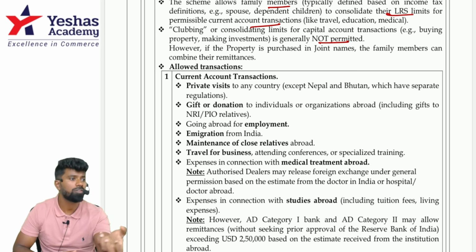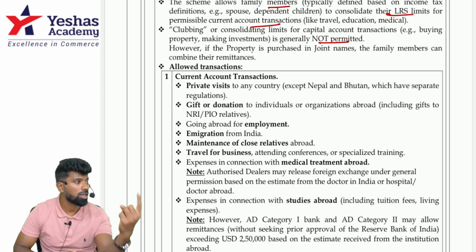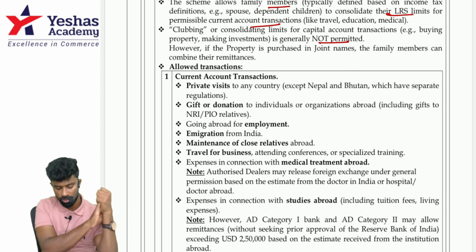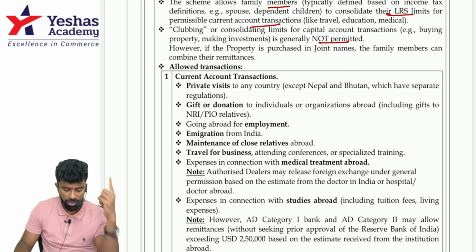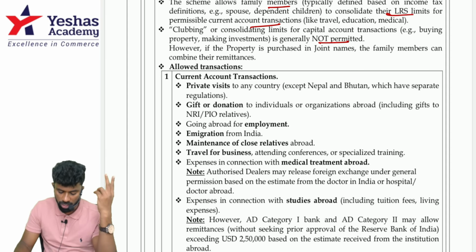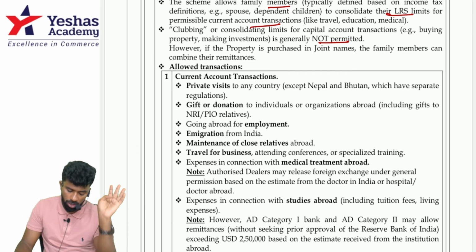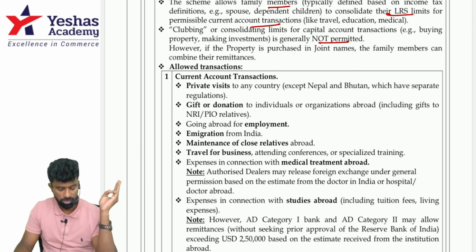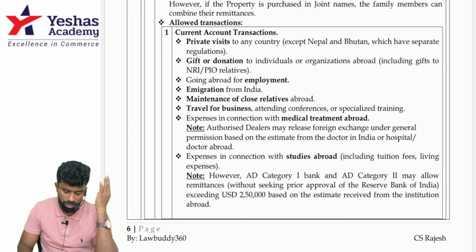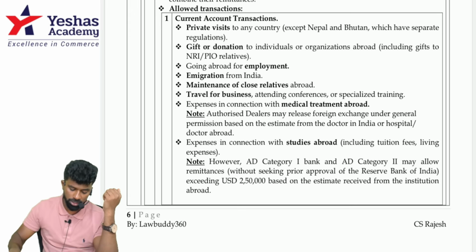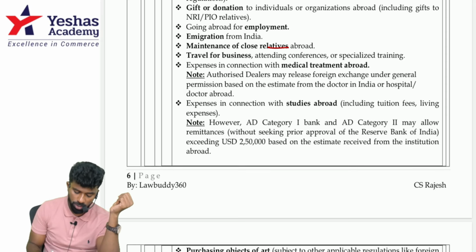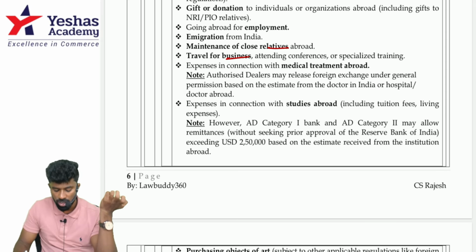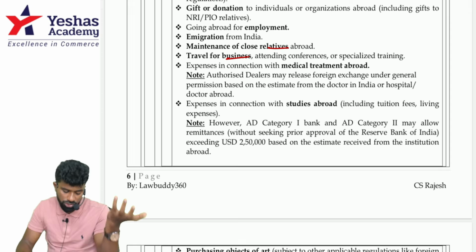Without whose approval? To whom can you draw foreign exchange? Authorized person. What is the first one? Private visits. Second one, gift or donations to individuals or organizations. Third one, for what purpose? Fifth one, immigration from India. Next one, maintenance of close relatives. Next one, travel for business, attending conferences or specialized training.